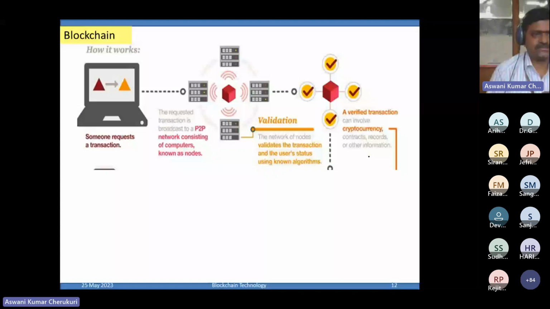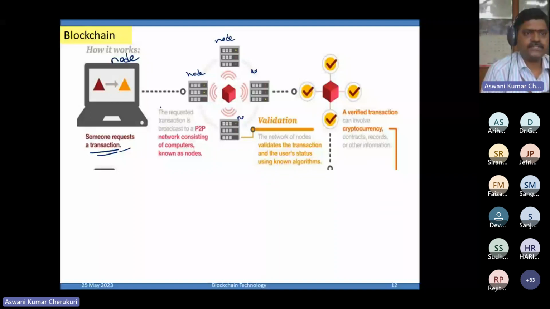Now, let us see how it works. Imagine this is one particular node. I said there are multiple nodes in a network, but let us take one particular node. That node is trying to make a transaction, so it is requesting a transaction. Now what happens? That requested transaction is broadcast to different nodes. This is one node, this is another node, and another. So it sends the transaction to multiple nodes, asking: hey, look, there is a transaction. Do you have any objection, or do you want to validate it?